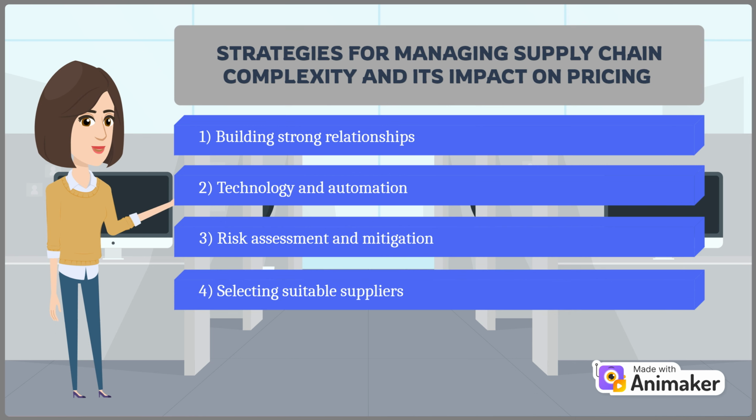Lastly, selecting suitable suppliers. Choosing reliable and quality suppliers reduces risks and errors. Evaluating suppliers based on financial stability, production capacity, and compliance with standards is crucial. Long-term partnerships and strategic alliances with key suppliers can lead to joint innovation and enhanced supply chain reliability. Implementing supplier development programs will further strengthen supplier capabilities.